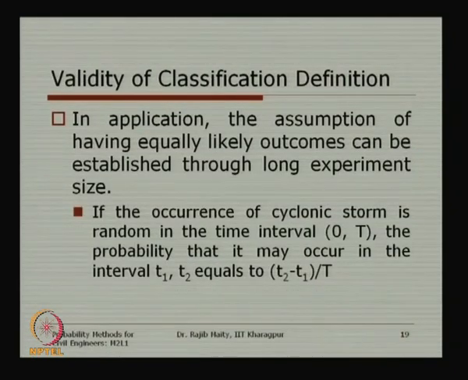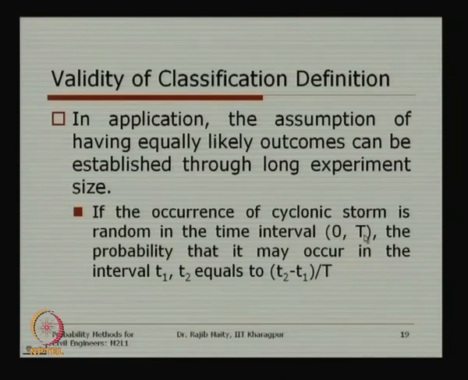So regarding the validity of the classical definition in application, the assumption of having equally likely outcomes can be established through a long experiment, through a long experiment size. Say for example, if I take the occurrence of a cyclonic storm as random in the time interval of 0 to T, then the probability that it may occur in the interval t1 to t2 is equal to t2 minus t1 divided by T.